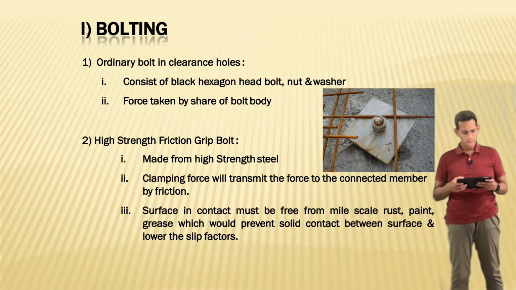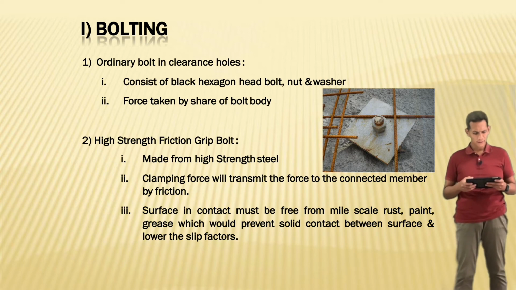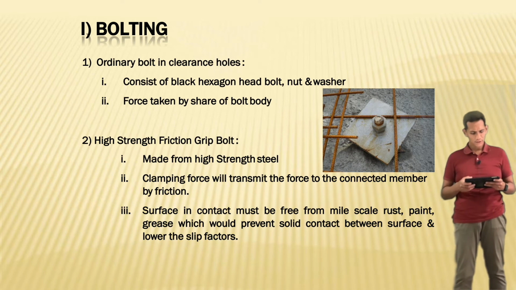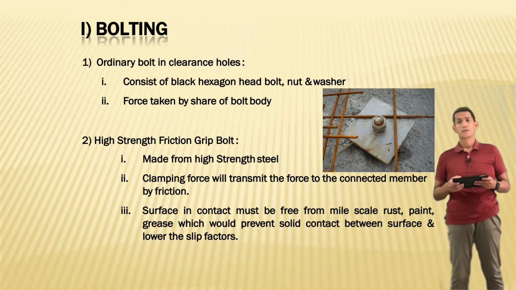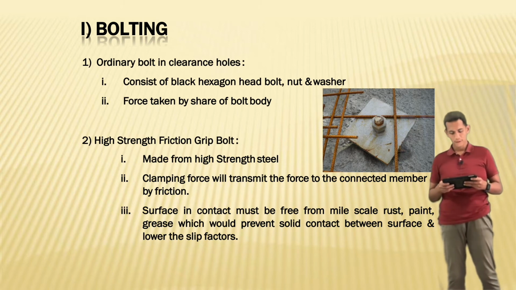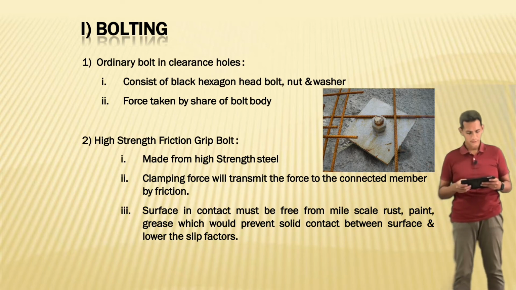Surfaces in contact must be free from mill scale, rust, paint, and grease, which would prevent solid contact between the surfaces and lower the slip factor. This is an example of the bolting.